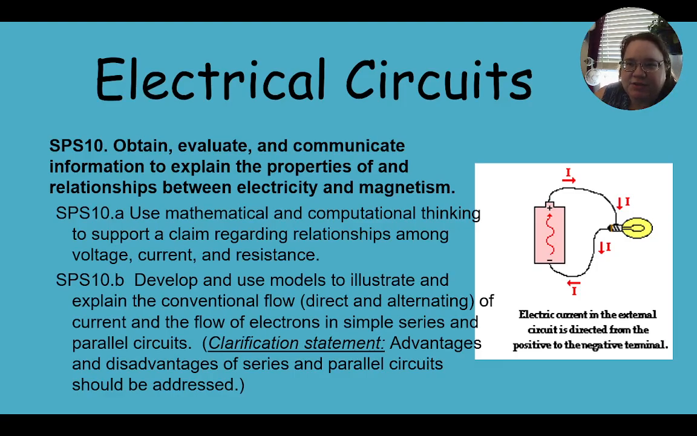Hello, physical science students. In today's video lesson, we are looking specifically at electrical circuits. So we are looking at standard 10B. We are going to talk about the flow of electrons, the types of circuits, as well as some advantages and disadvantages of our two major types of circuits.